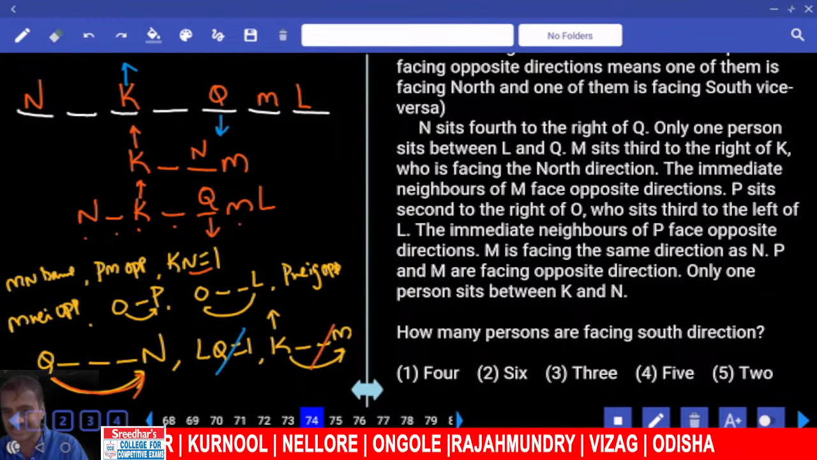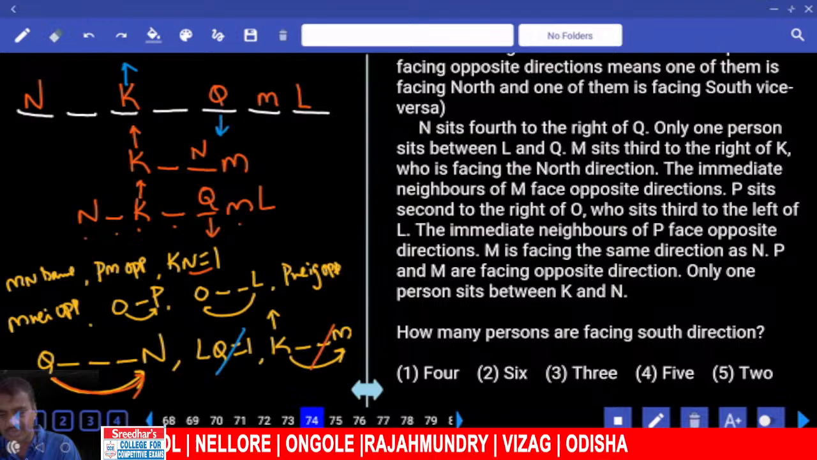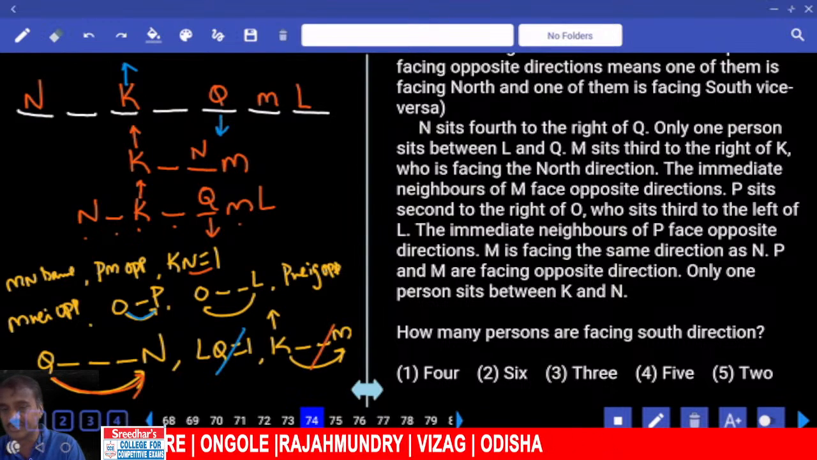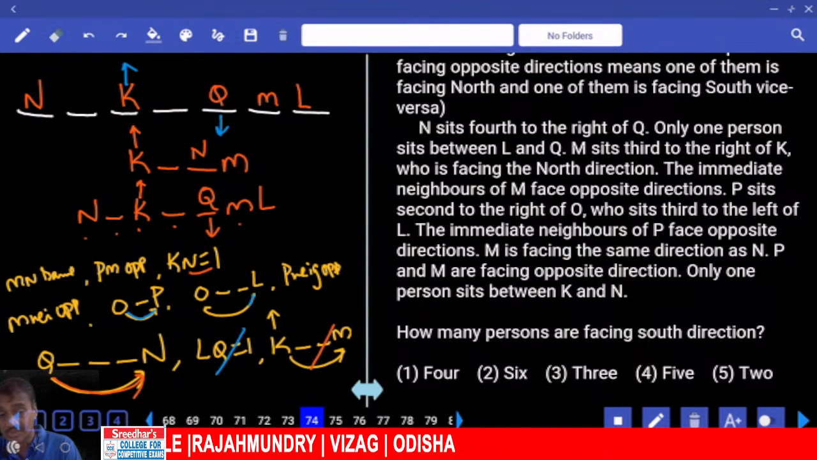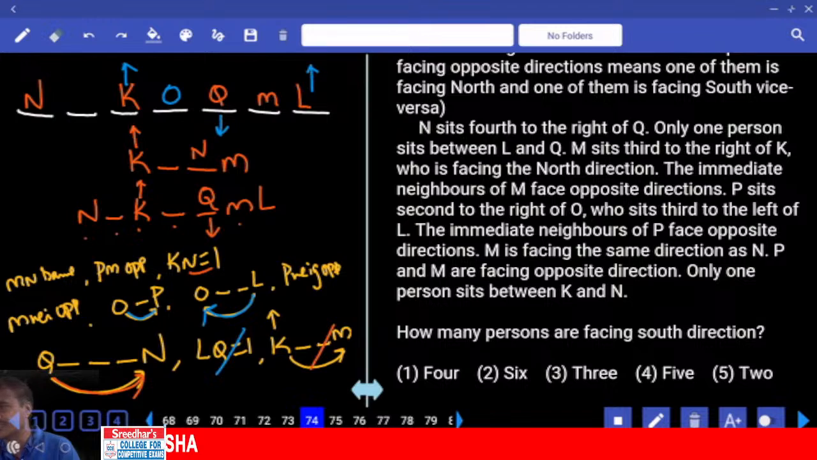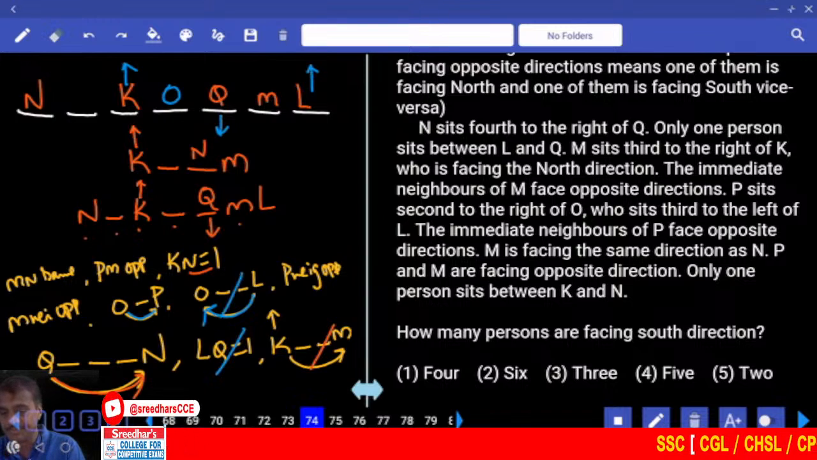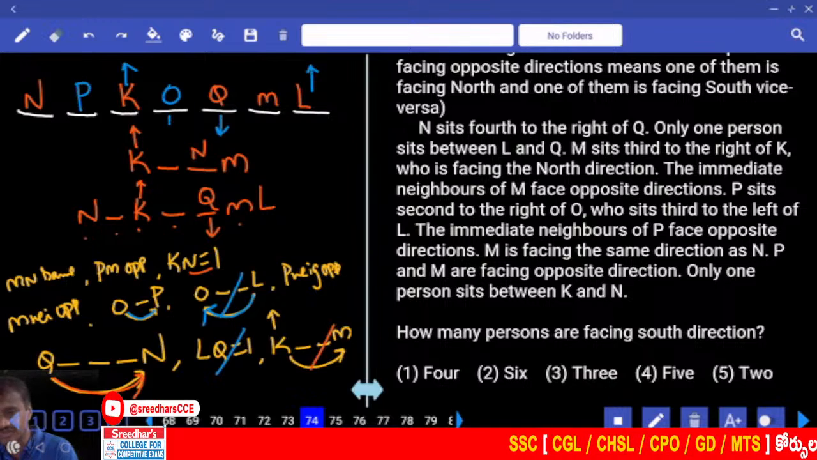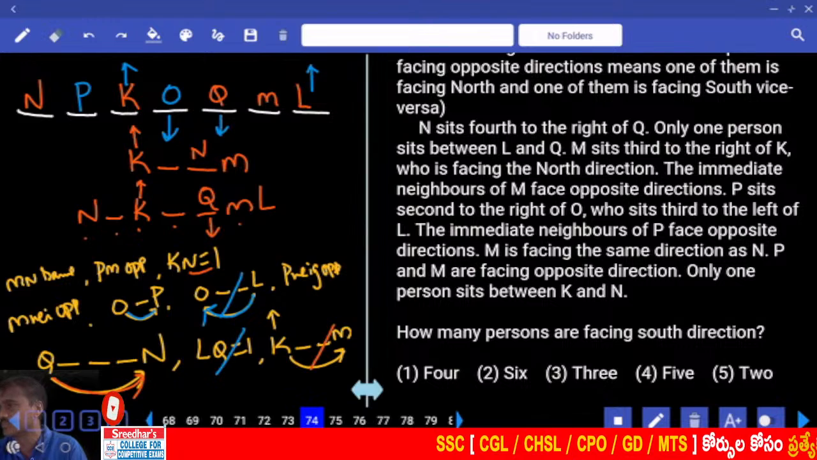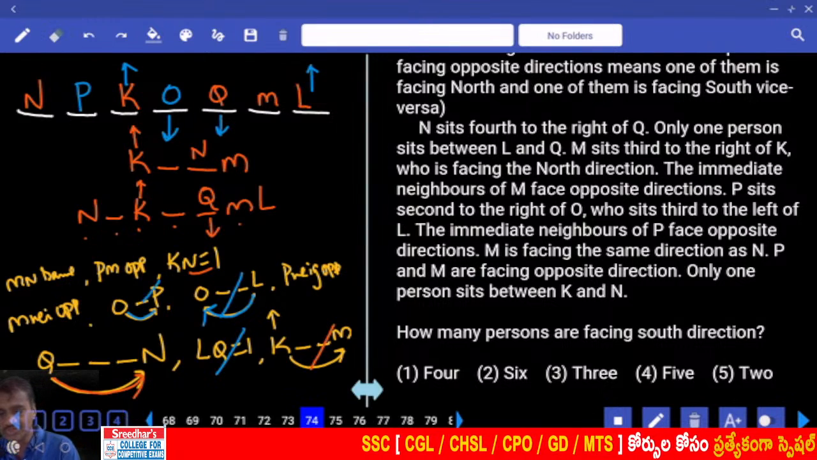L and Q, there is exactly 1 person. And next one, P is seated second to the right of O. And O is seated third to the left of L. So O must be here, third to the left of L, facing towards north. Then only O is third to the left of L. And P is seated second to the right of O. Now P, seated second to the right of O, is facing south. Done. Now this has also been done.